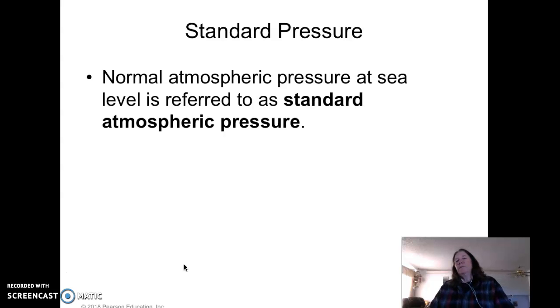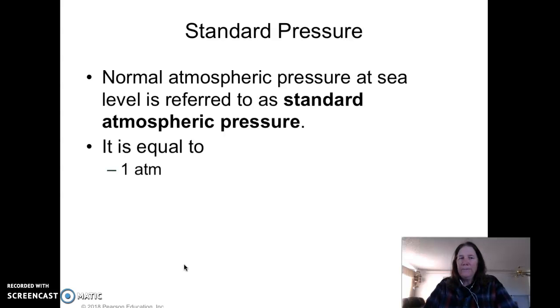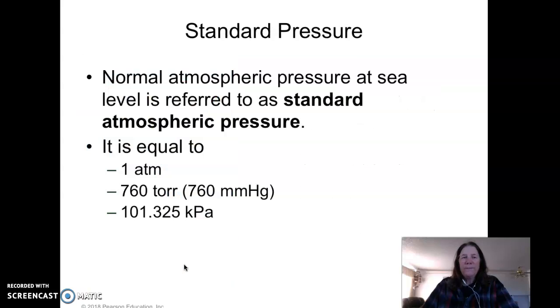So standard pressure. If we're talking standard pressure, we're at sea level. Standard atmospheric pressure is 1 atmosphere or 760 millimeters of mercury or 760 torr or 101 kilopascals. That's all standard atmospheric pressure, and that's at sea level. These all equal each other. Usually you'll see it as an atmosphere. In Valcourt, we're not at sea level. We're a little bit higher than this.